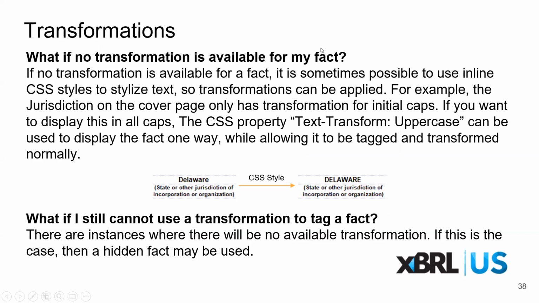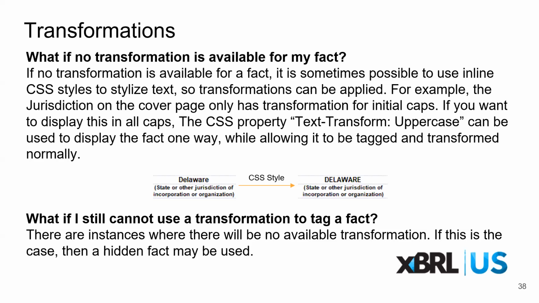So what if no transformation is available for my fact? If no transformation is available, it's sometimes possible to use inline CSS to stylize the text so you can apply a transformation to it. For example, the jurisdiction on the cover page, if you have it in only all caps, you actually can't tag it in all caps because the transformation is expecting to be initial caps. So it is expecting to be like a capital D Delaware with everything else in lowercase.